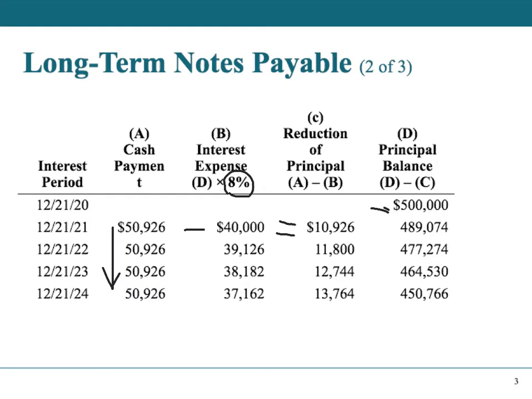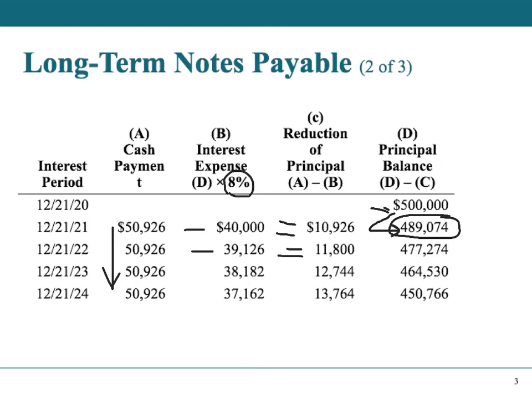So roughly $11,000 will go against the principal reduction. How would we know the outstanding balance as of the end of the year? You take the 500,000, subtract the reduction, and here's the new balance. What about next year? Next year, the interest expense will be slightly lower. Why? Because your outstanding balance is now $489,074. So take that, multiply by 8%, and multiply by 1, so roughly $39,000. So the reduction in principal is higher.